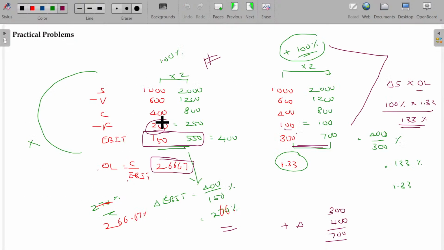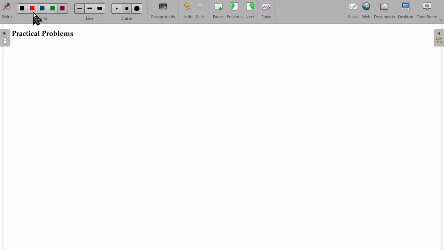Similar to that, the next one is all about financial leverage. Financial leverage is all about what? In case of financial leverage, sales minus variable cost gives contribution, minus fixed cost you'll get EBIT, minus interest you'll get EBT. You understand now?